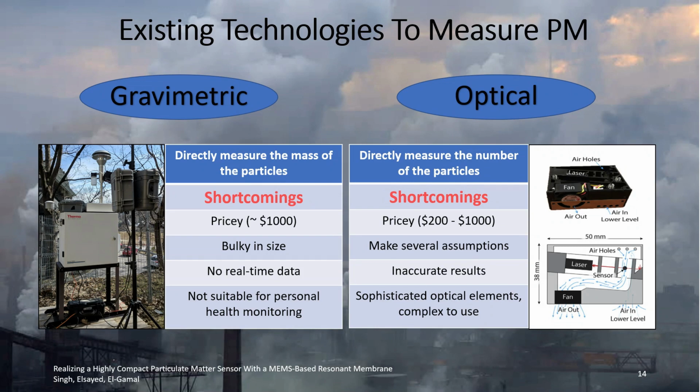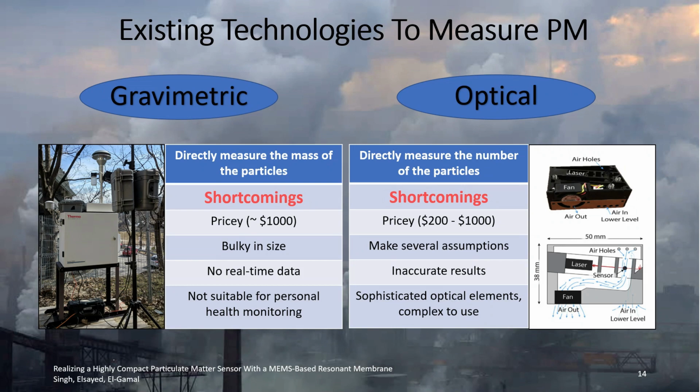And the second method is optical methods. Here, you don't measure the mass of the particles. You measure the number of particles. So what you do is you use a laser of a certain wavelength, and when you shine the light on these particles, then you measure the amount of scattering from these particles. That can give you an idea of how many particles are there in the chamber.